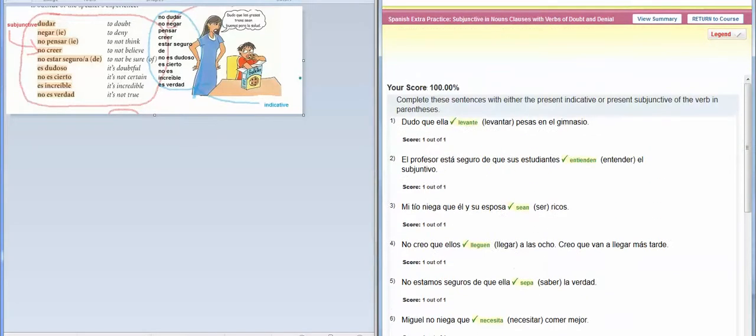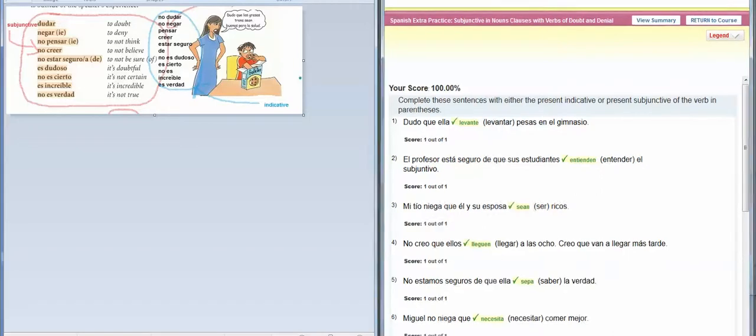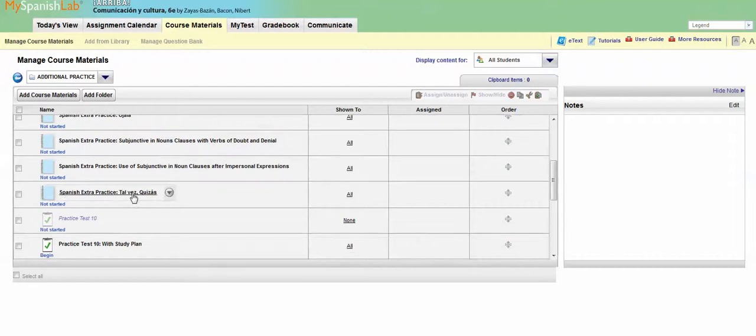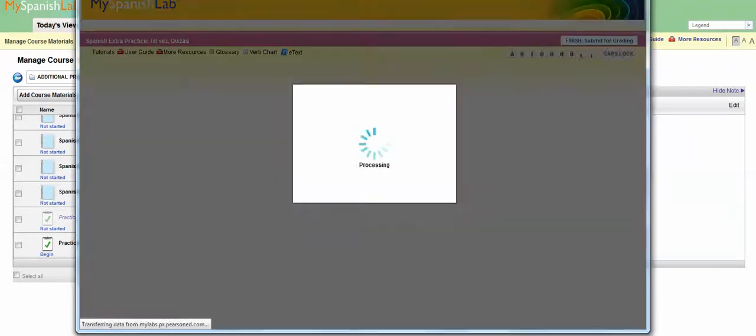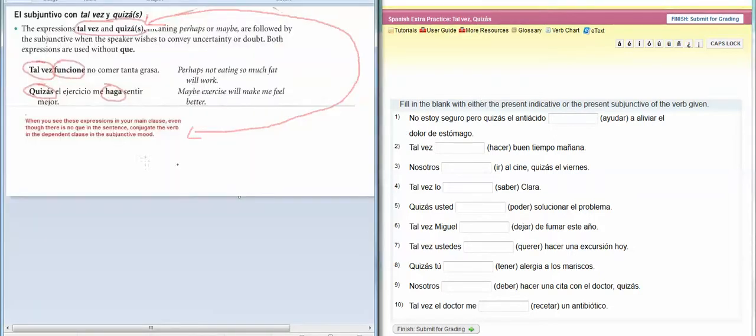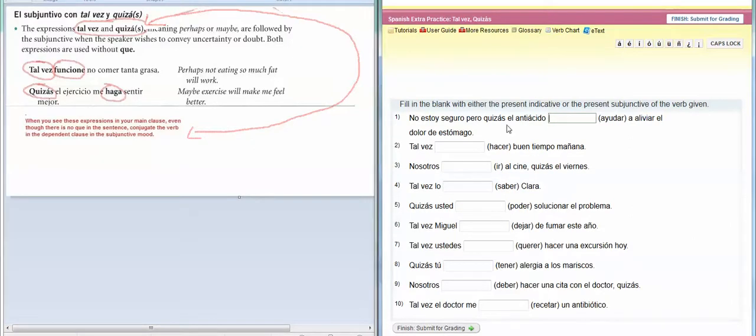Okay, so let's do another one. Let's do the tal vez, quizás. Okay, so let's go ahead and do this activity. This time we're going to use tal vez and quizás. So no estoy segura, no estoy seguro, pero quizás el antiácido, and we're going to put the subjunctive because we have quizás: ayude a aliviar el dolor de estómago. And what's helping is the antacid, so that's for whom you're conjugating.